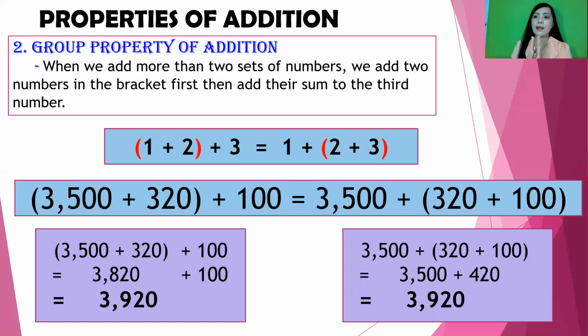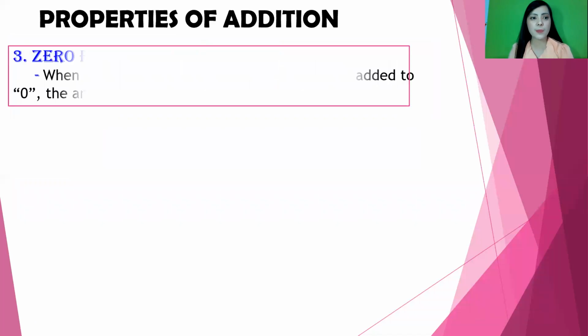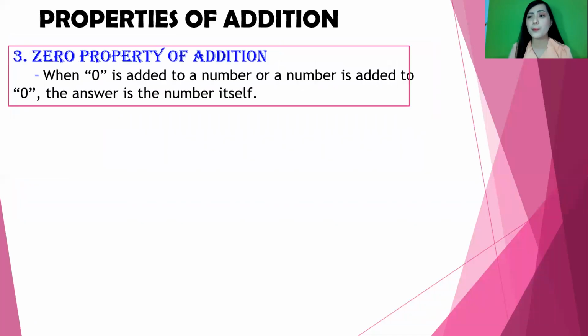Or you can add the second and the third numbers, and after you find the sum, you add the first number. All right, so you will get the same answer. Last property of addition is the zero property of addition. This is the easiest property of addition. Why? When zero is added to a number, or when a number is added to zero, the answer is the number itself. Any number added by zero is the number itself.